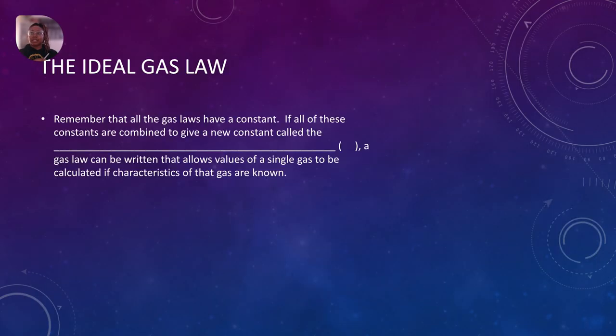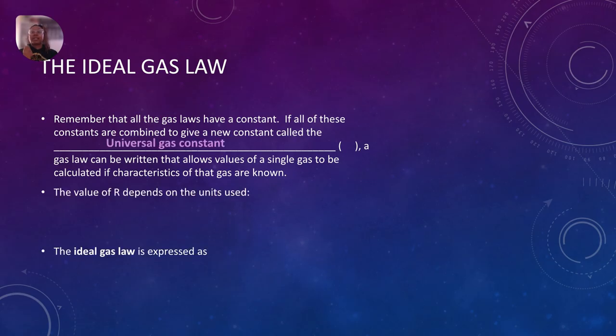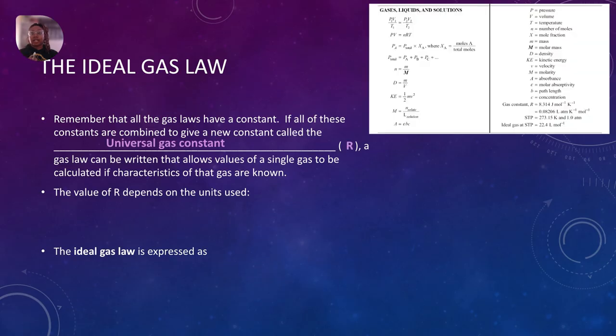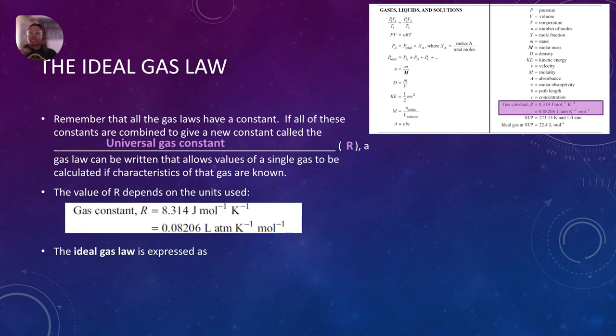All right, here's something else to think about, the ideal gas law. So remember that all the gas laws have a constant, okay? All gas laws have a constant. If all of these constants are combined, you get a new constant called the universal gas constant, okay? A gas law can be written that allows the values of a single gas to be calculated if the characteristics of that gas are known. So what that literally means is that I can tell you how much of a singular gas there is. I can tell you the temperature. I can tell you the volume. I can tell you the pressure. I can tell you any of those things if I know at least three of the other ones.